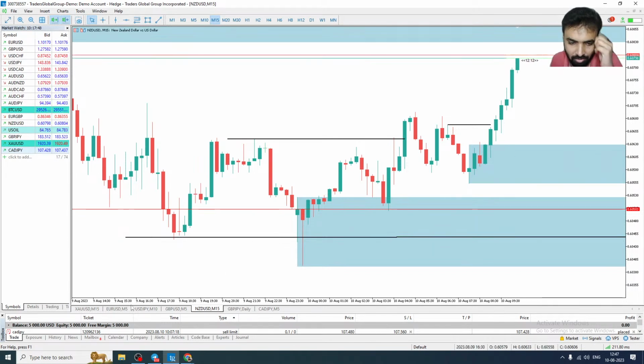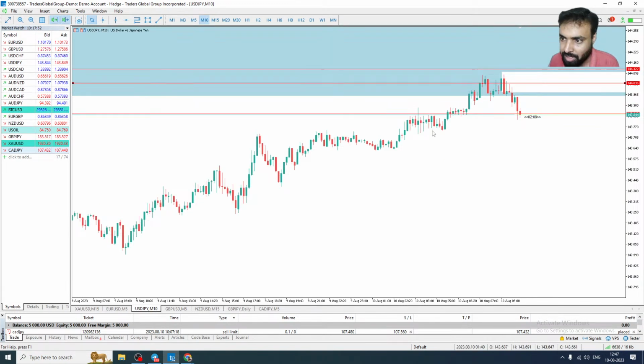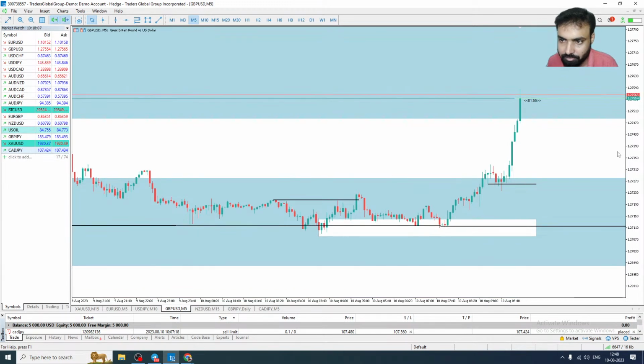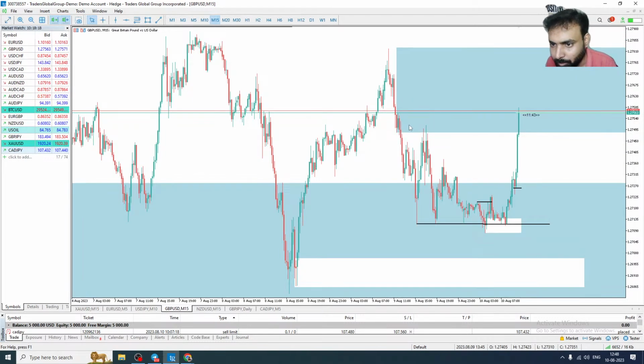US dollar is going down. That's why all currencies are going up. So definitely USD JPY will be going down. Okay, after touching the levels, it will also go down. The reaction: where is it reacting? Imbalance. This small imbalance, it reacted first. Let's go to 15 minutes.